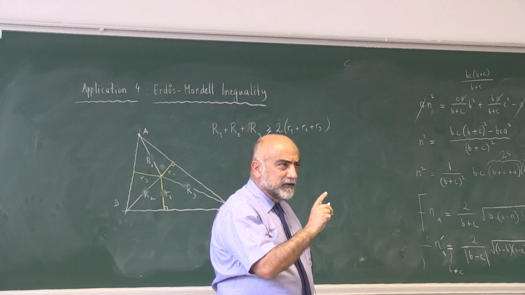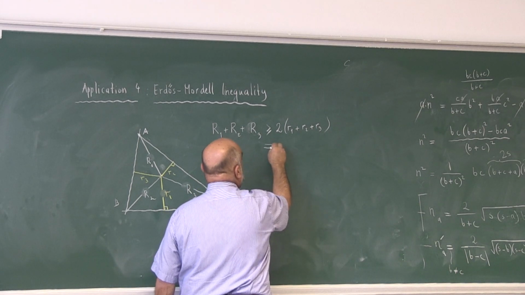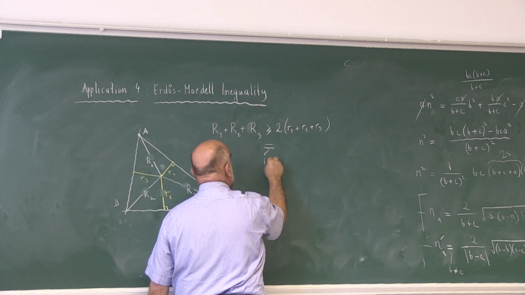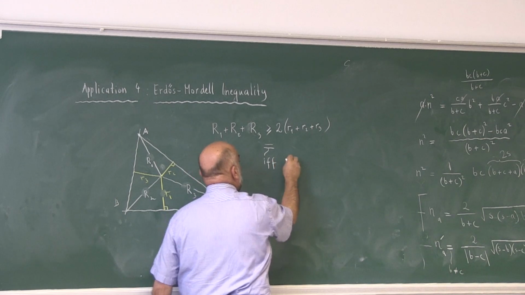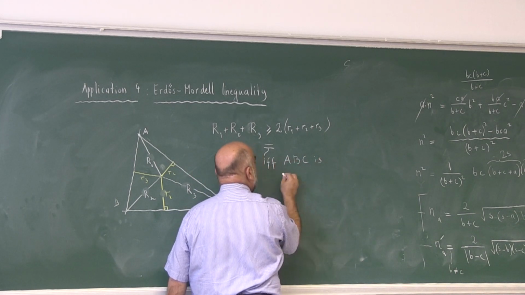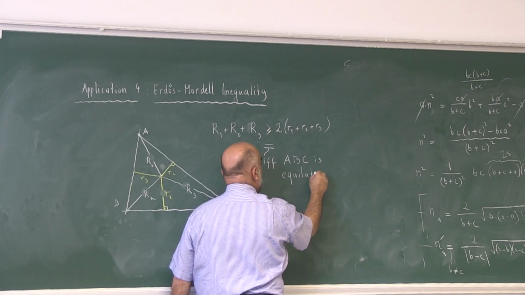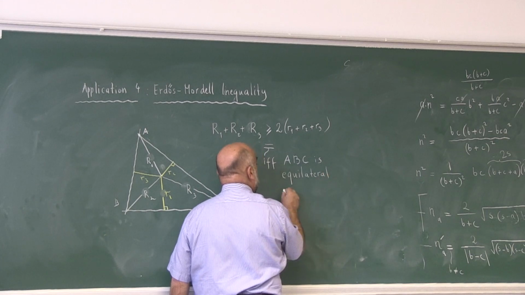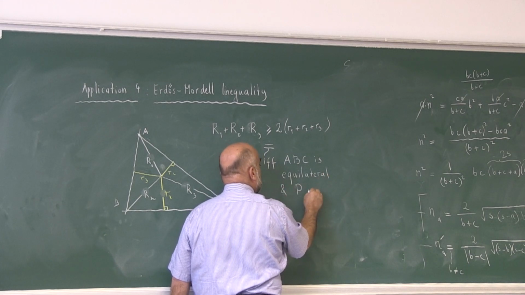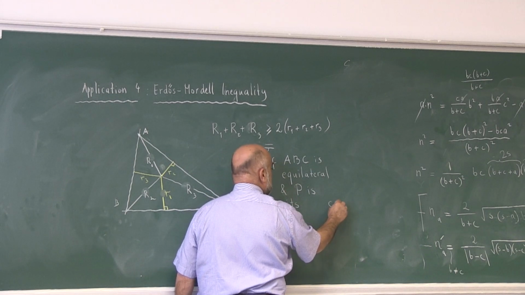in fact turns into an equality if and only if ABC is equilateral and P is its center. Check that.